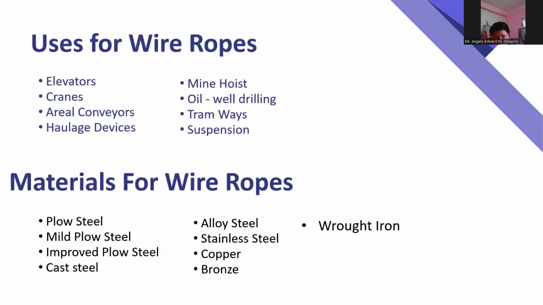Next, what are the common uses for wire ropes? These are usually used for elevators, cranes, aerial conveyors, haulage devices, mine hoists, oil or well drilling, tramways, and suspension. These are the commonly used materials for wire ropes: the plow steel, the mild and improved, the cast steel, alloy steel, stainless steel, copper, bronze, and wrought iron.